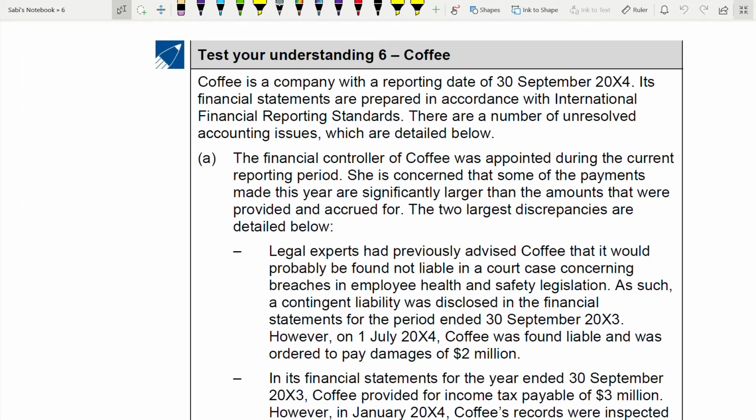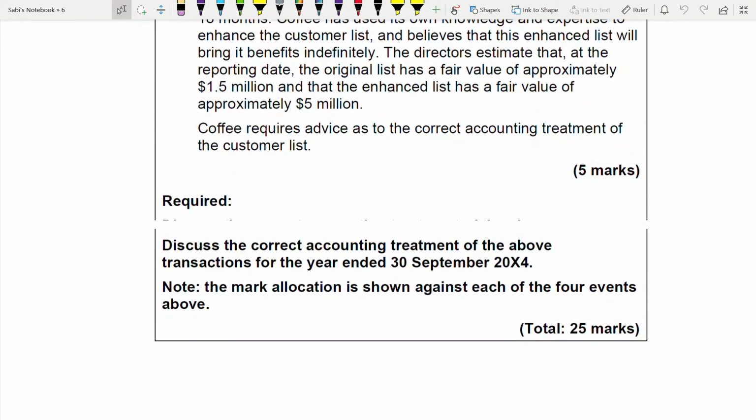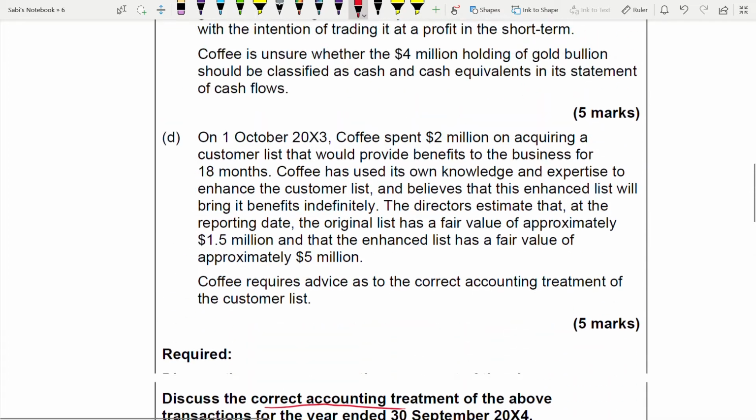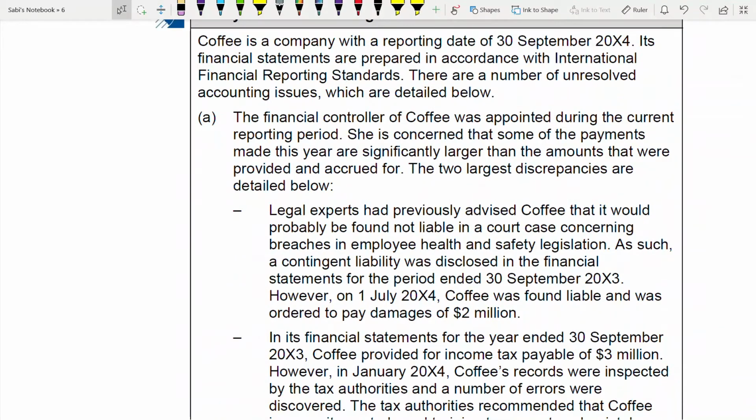This is your sixth question from your SBR textbook, the last chapter question and answer. And let us read the requirement. So this requirement is also very similar to the previous requirement. You have to discuss the correct accounting treatment under each of the transactions, for 25 marks. And the marks are given. There are 4 different issues that you have to say the correct treatment. And let's start with A.